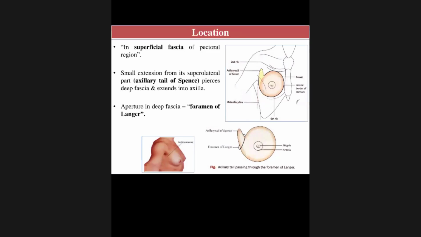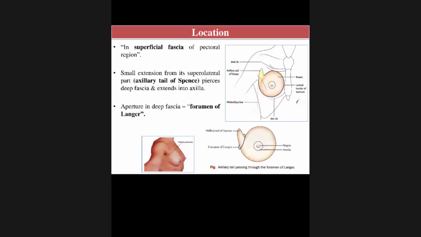So the anatomical position of this mammary gland is actually in the superficial fascia of the pectoral region. The literal meaning of pectoral is the anterolateral aspect of the chest. So it is actually located in the superficial fascia. First there is the skin, then the superficial fascia, then the deep fascia, and then the muscles, like that. So the mammary gland is located in the superficial fascia of the pectoral region.